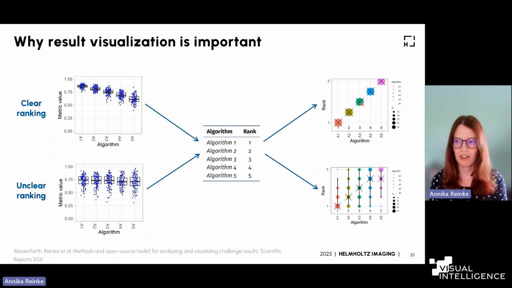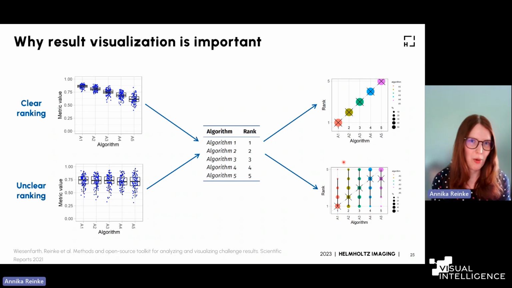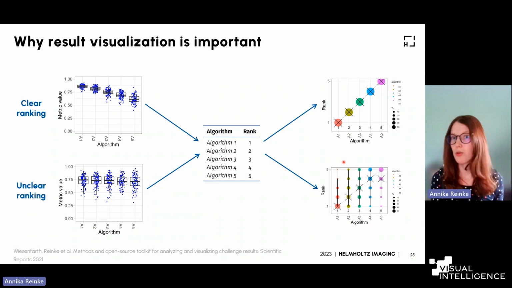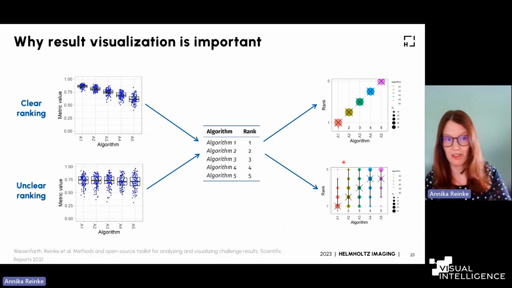And here we see the radius is very large for all of these algorithms, so the ranking is absolutely clear. On the bottom, every algorithm will achieve every rank at some point, so this is definitely not a clear ranking. And here we could, for example, say we don't have one specific winner, but we have a group of 3, 4, 5 very similar algorithms, which is also a nice result.